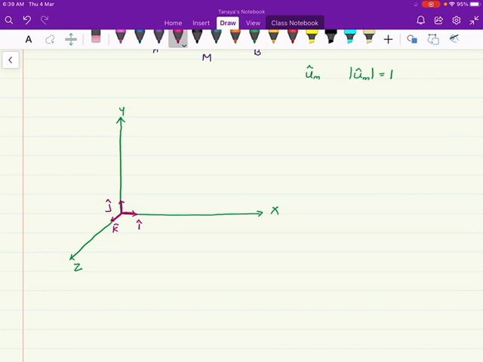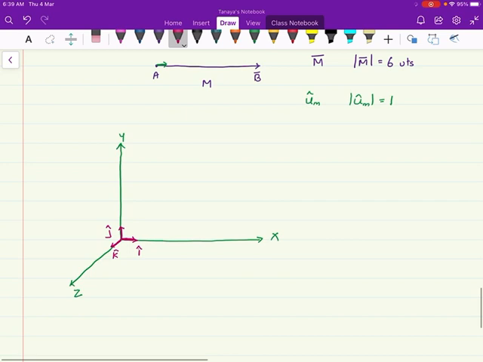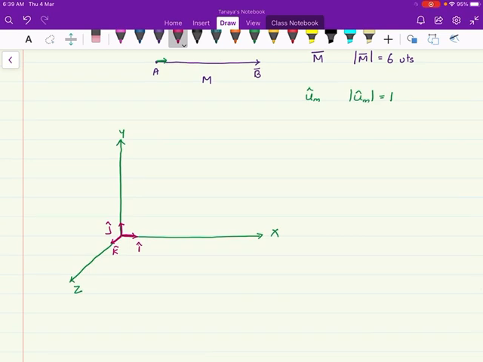Okay, so this is about the unit vectors. A little more detail about these unit vectors we will study in the next class.